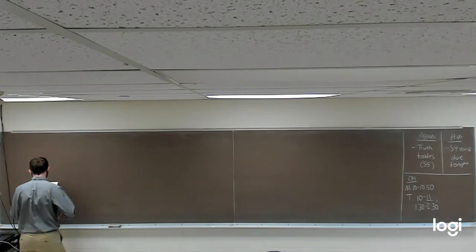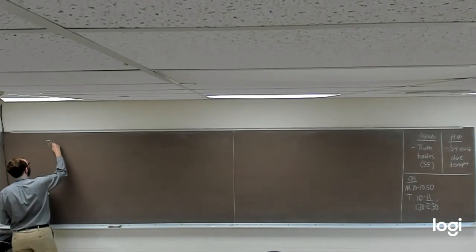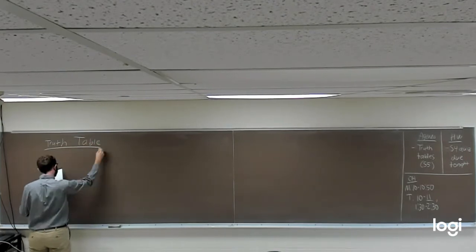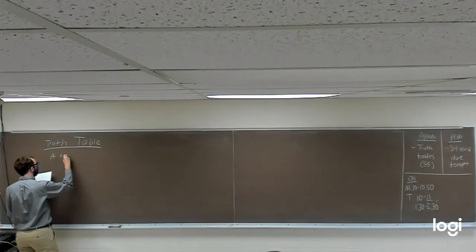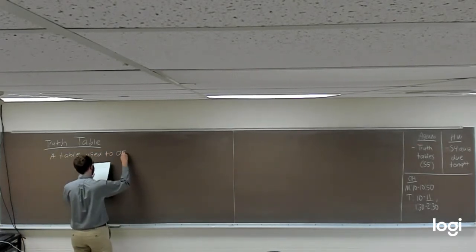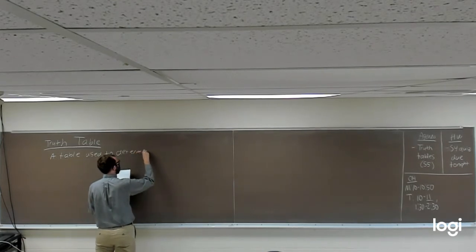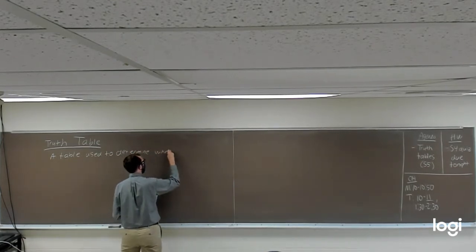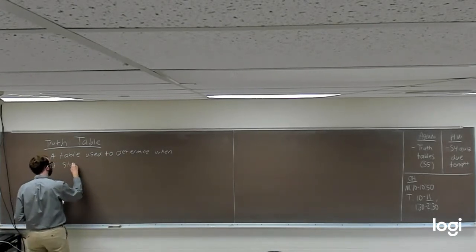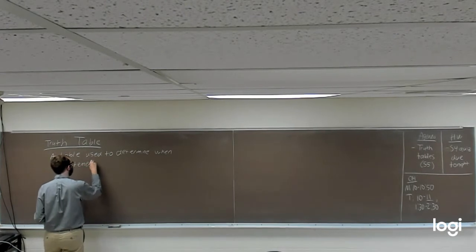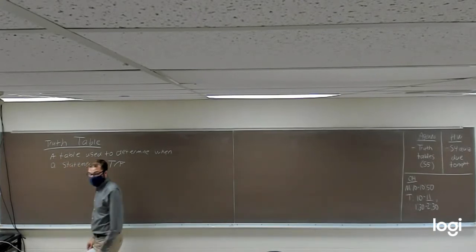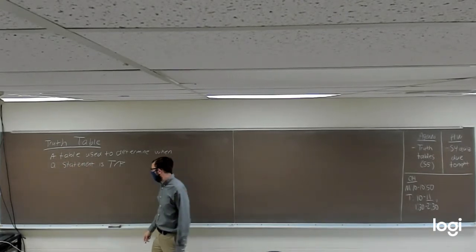Let's write this down. So a truth table is going to be a table used to determine when a statement is true or false, typically a compound statement. And here is the simplest example of a truth table.